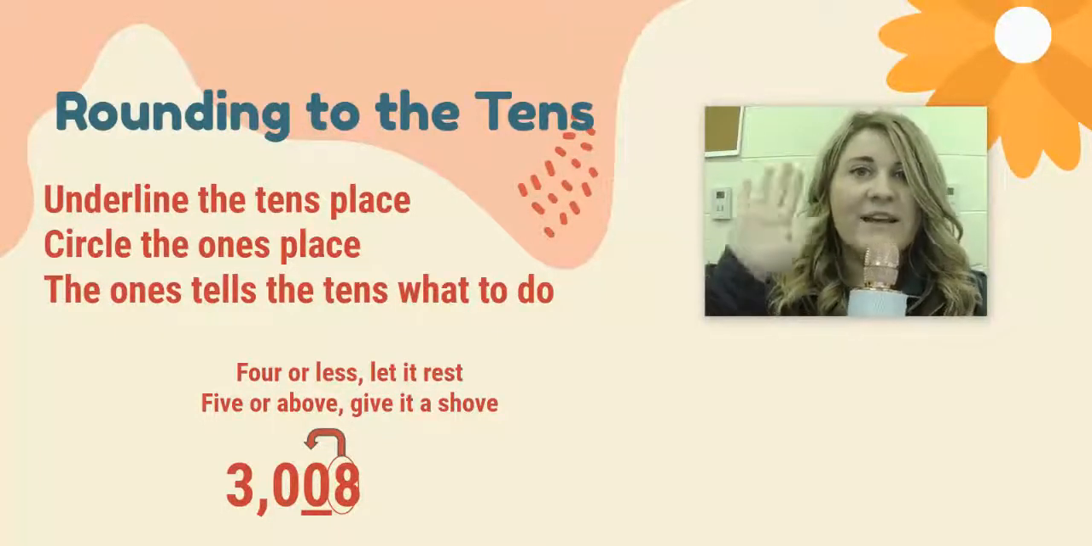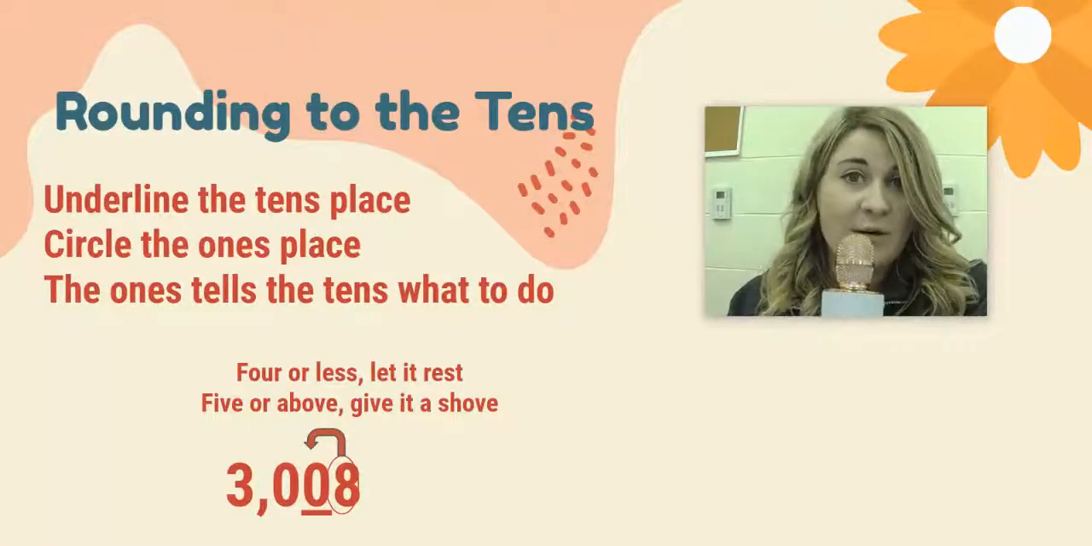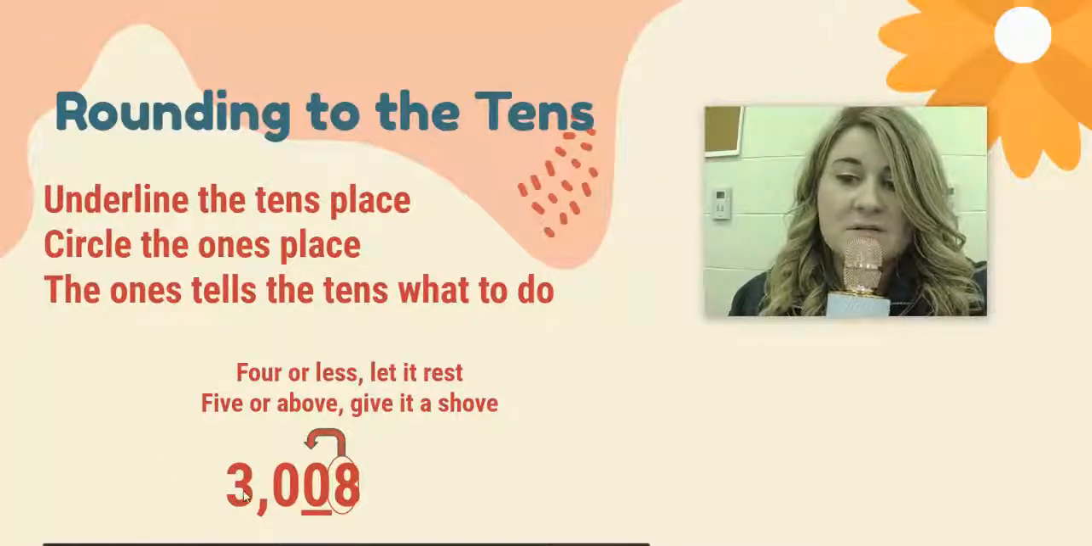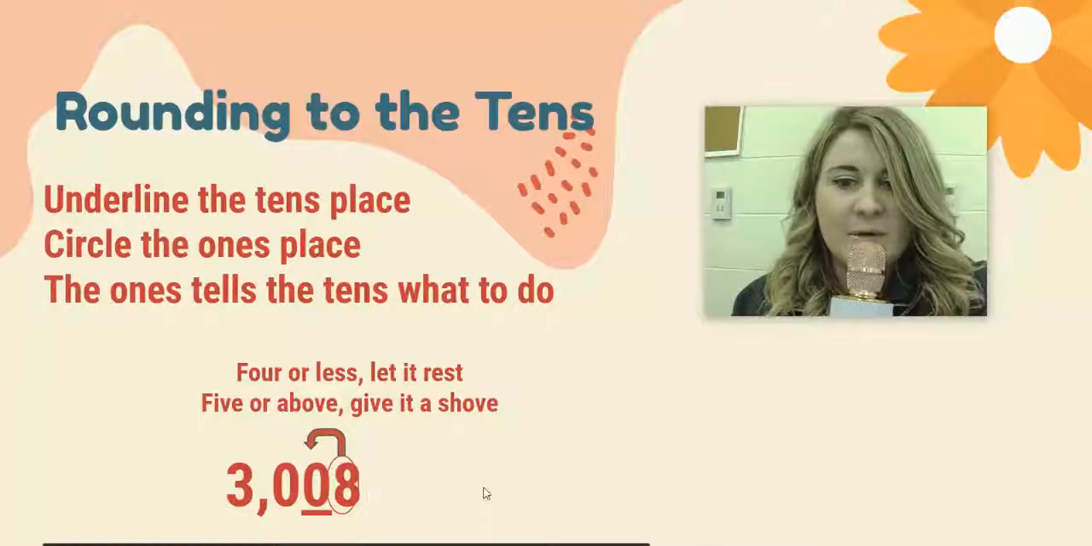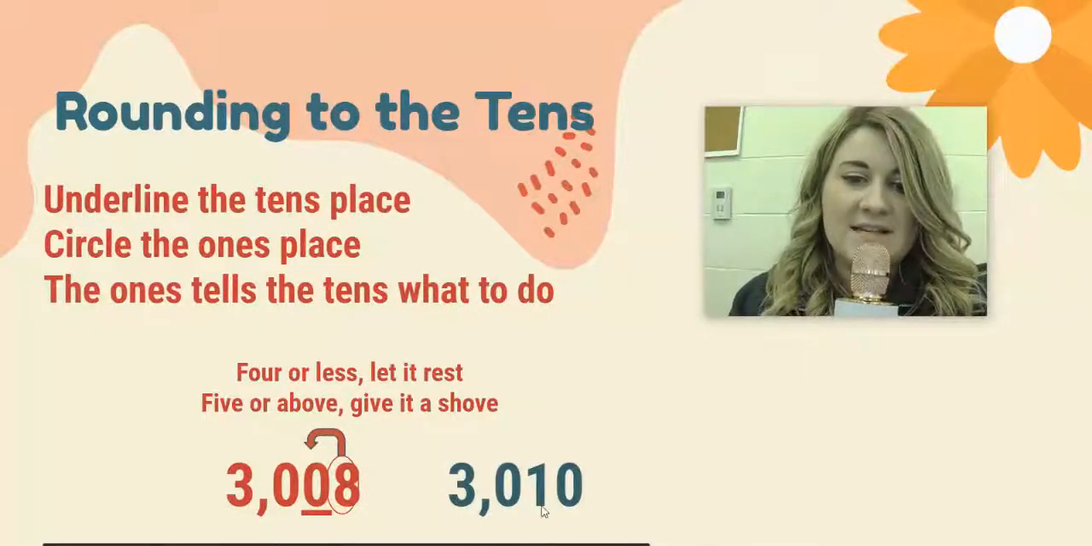5 or above, give it a shove. The 8 is 5 or above, so we're going to give the 0 a shove, and that is going to shove up after 0 to a 1. So our 3 and our 0 in the hundreds and thousands place are just going to come over. This 0 is going to bounce up to a 1, and this 8 is going to become a 0. So our rounded number to the closest tens is 3,010.